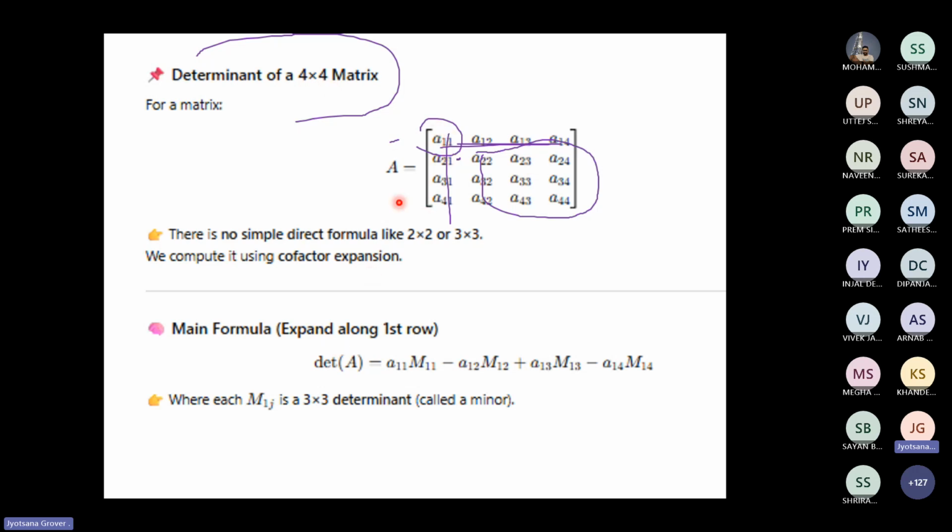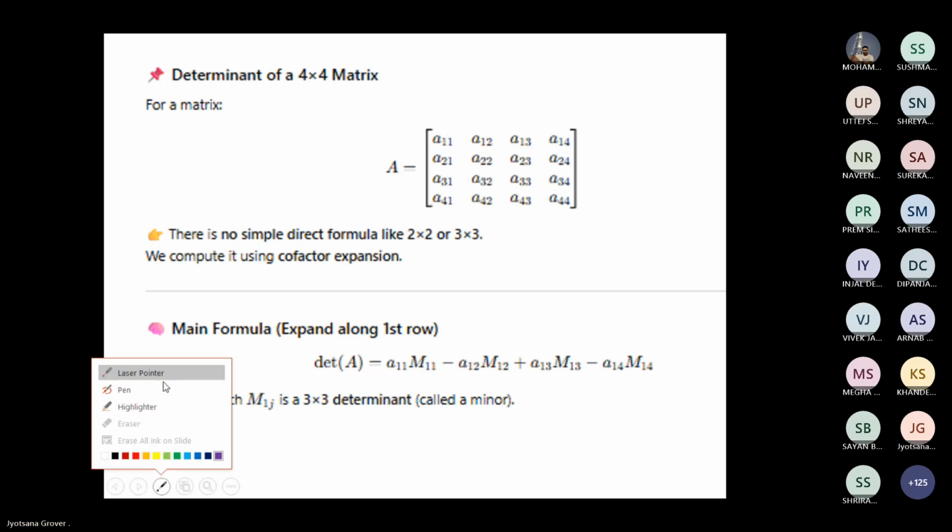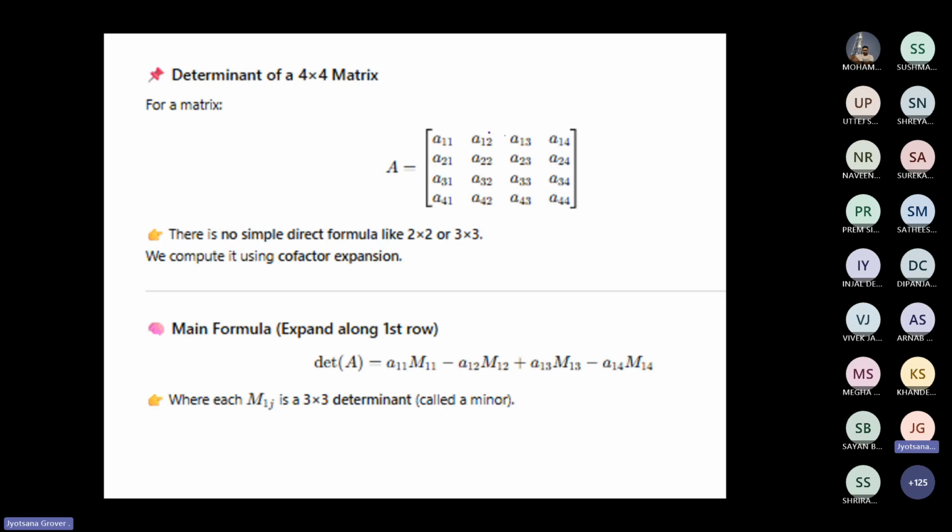So what is the determinant of this? This is A11 into M11. M11 is the 3 cross 3 determinant of this. Then you have to take minus A12, because it is alternate plus minus. Then you leave out this column and this row, because A12 is present here.